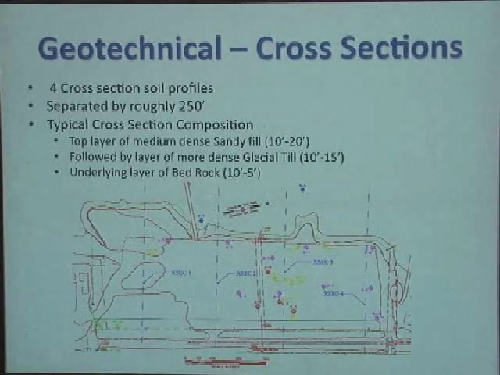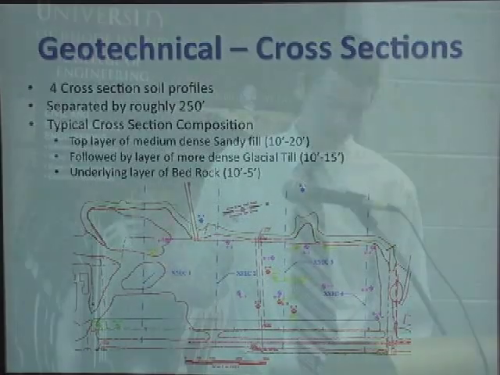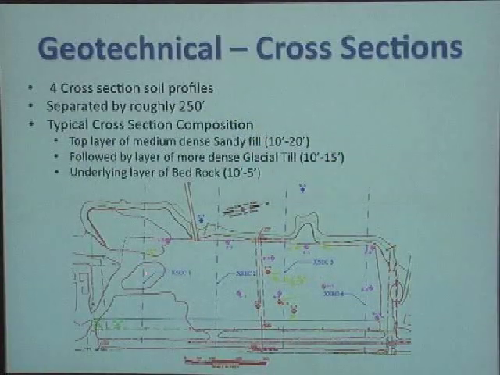The soil consists mainly of fill, because of its close proximity to the water. The fill layer is ranging anywhere from 10 to 20 feet, mainly larger closer to the water, decreasing as it moves east. Underneath the fill is a layer of glacial till, and then underneath that is a more dense layer of bedrock.